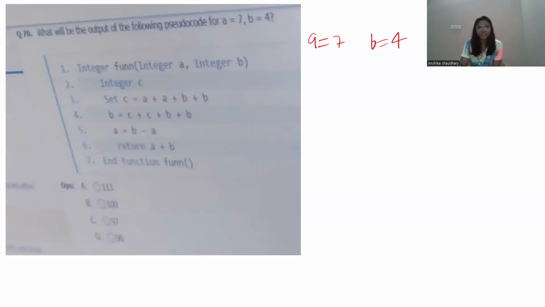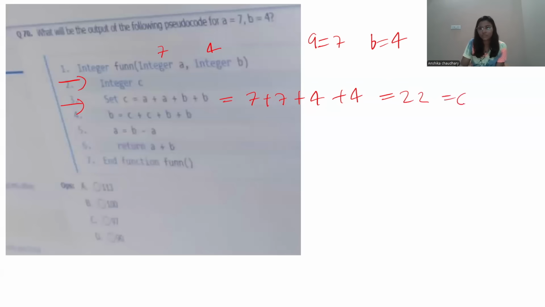Now there is a function, and in the function, A is passed as 7 and B is passed as 4. There we are declaring integer C. Now we are setting C equals A plus B. So what is the value of A? 7 plus 7 plus B is 4 plus 4. 7, 7, 14 plus 8 will be 22. So C is now 22.